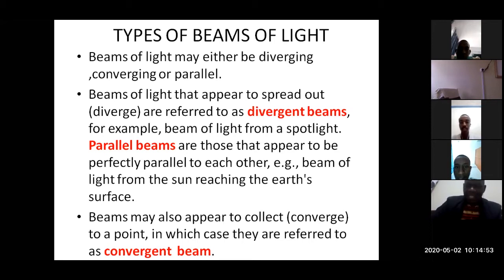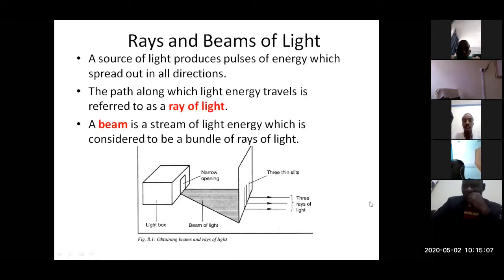Now, Hassan Ahmed, name two types of shadows. The first one. Umbra. And then? Penumbra. What is the difference between them? That's very good. The difference between umbra and penumbra?